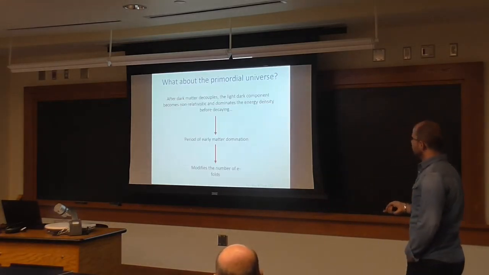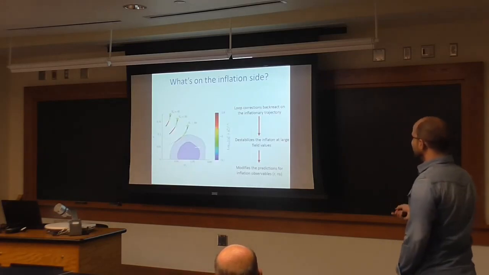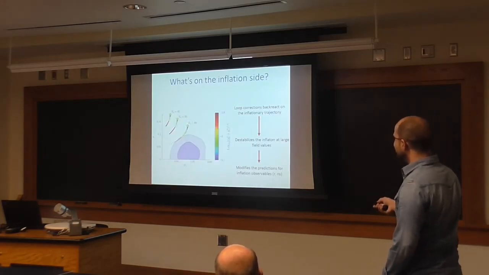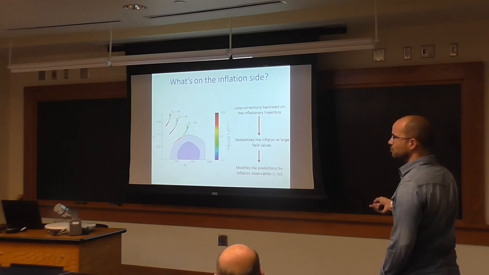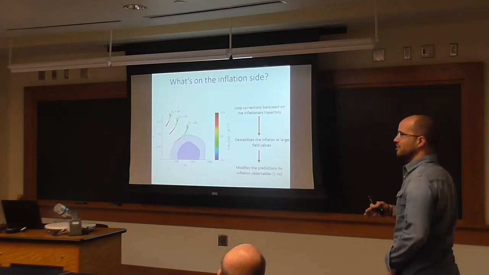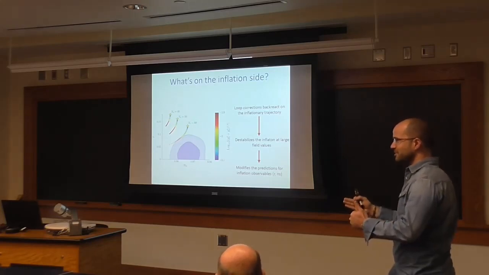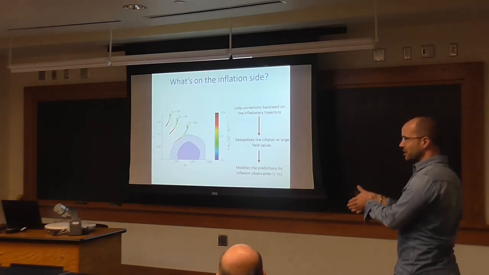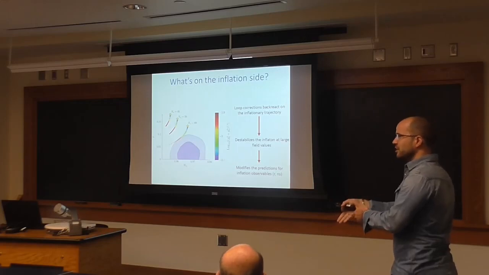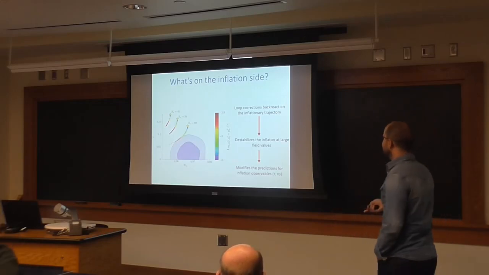It's just that when you look at this constraint, this is computed at horizon crossing. And the number of e-folds that you're using here is not saying that you need only 60 e-folds. When you say 50, 60, it's just the time where you actually measure it.